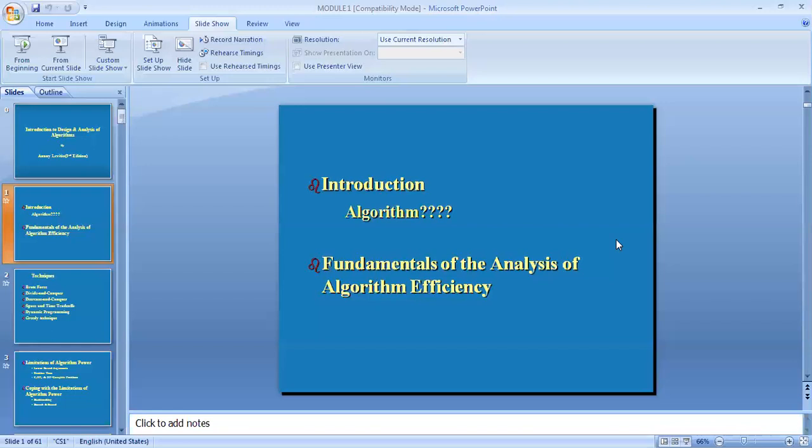Algorithms are written for a specific problem and a specific method to solve the problem. The algorithms are written for a computer to solve the problem. Every algorithm needs an input and it produces an output.